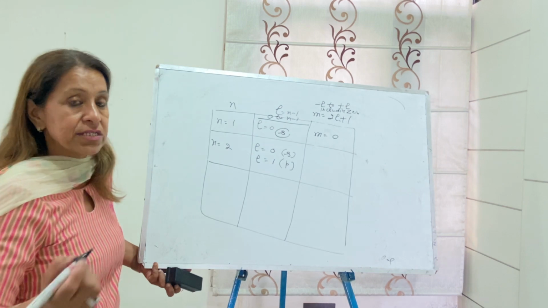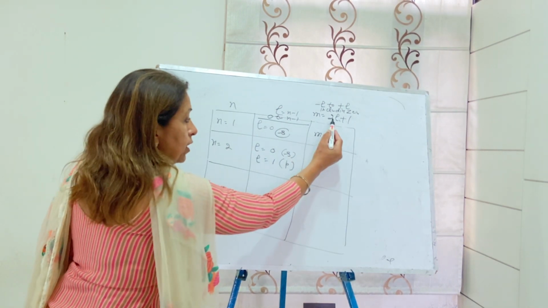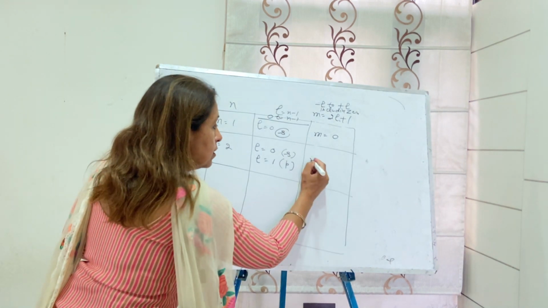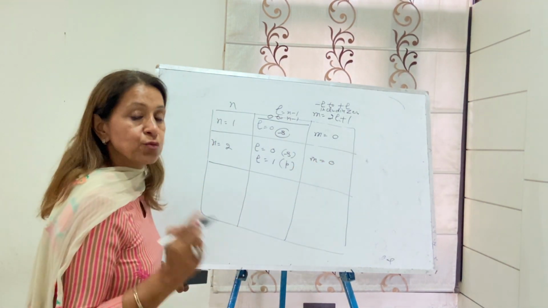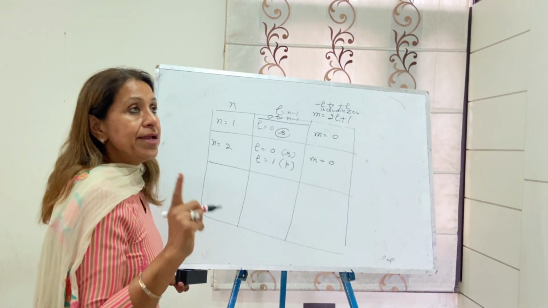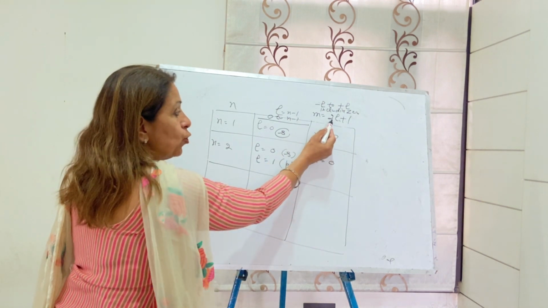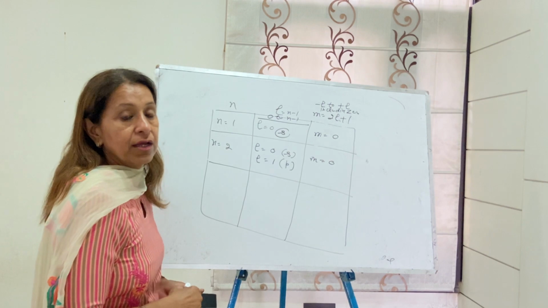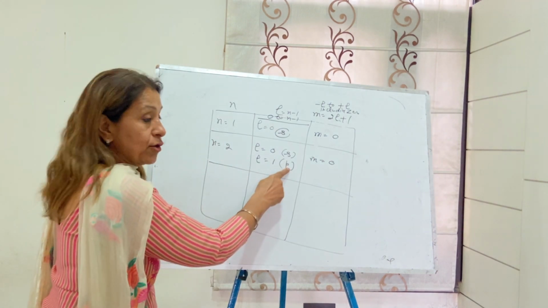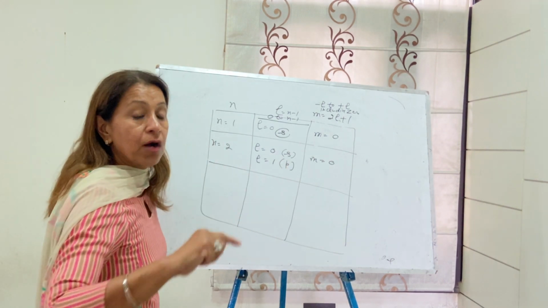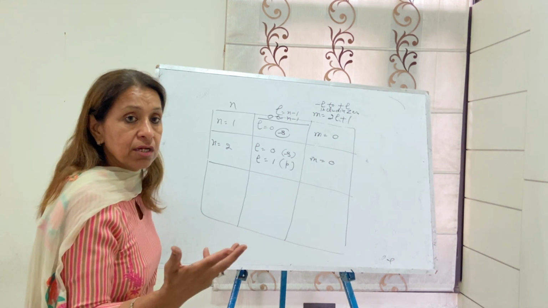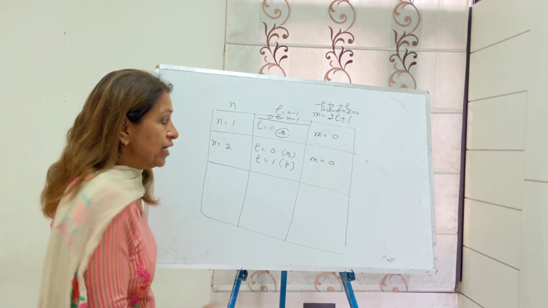Let us check what M is. When L is 0, M is always 0. Now when L is 1, you put 2 into 1, 2, plus 1, is 3. This means the p electron revolves around the nucleus in 3 ways. It has 3 orientations, 3 axes: x, y, z.